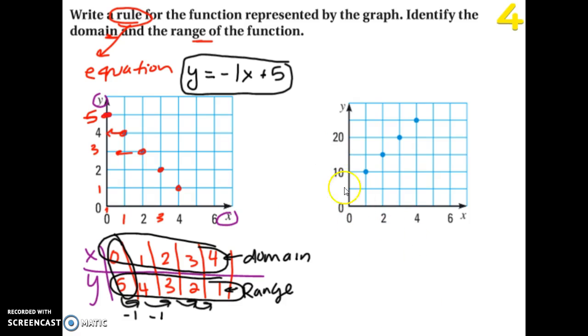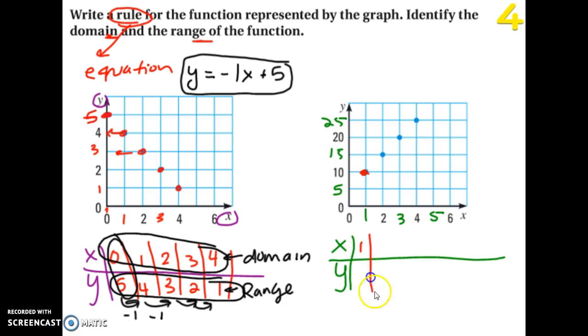Let's do the same thing over here. I'm going to create my XY table. These ones now, these go by 5s, 5, 10, 15, 20, 25. And then these go by 1s, 1, 2, 3, 4, 5. So this first point, x is at a 1, y is at 10. Our next point, x is 2, y is 15. Our next point, x is 3, y is 20. And our last point, x is 4, y is 25.